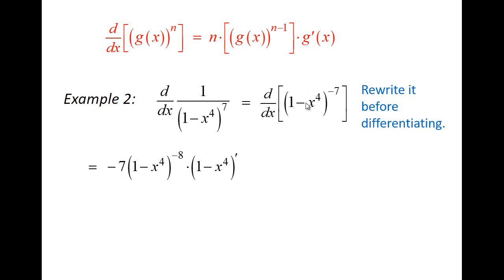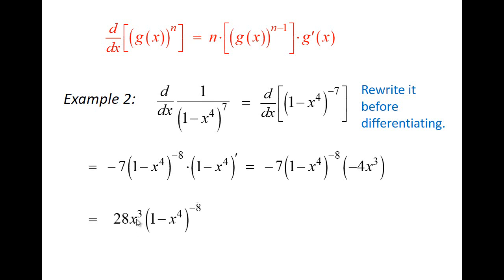Now, this is not just x, so we multiply by the derivative of that. So this would be the derivative of 1 minus x to the 4. And that gives us negative 7 times (1 minus x to the 4) to the negative 8 multiplied by negative 4x cubed. And then we can multiply negative 4 and negative 7, which gives us 28x cubed (1 minus x to the 4) to the power negative 8.